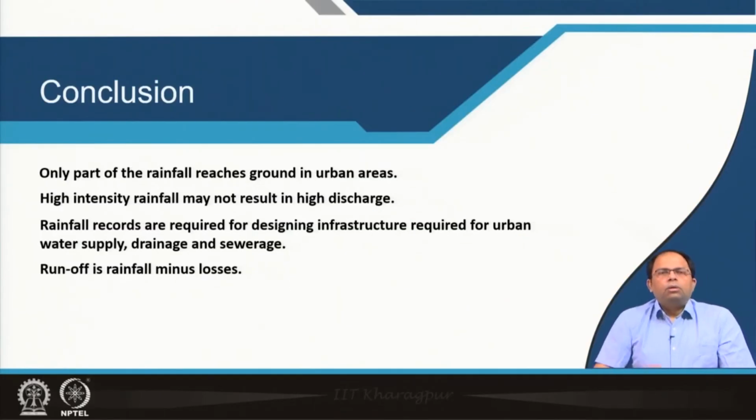So, to conclude, from this particular lecture, only part of the rainfall reaches the ground in urban areas. That is what we just saw in this particular problem. High intensity rainfall may not result in high discharge, because high intensity rainfall may be for a shorter duration. Rainfall records are kept, and they are required for designing infrastructure, for urban water supply, drainage and sewerage. And finally, runoff is rainfall minus the losses.